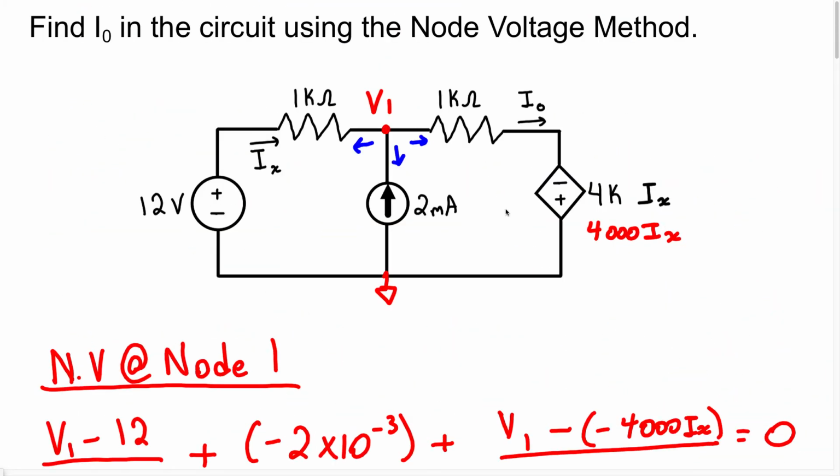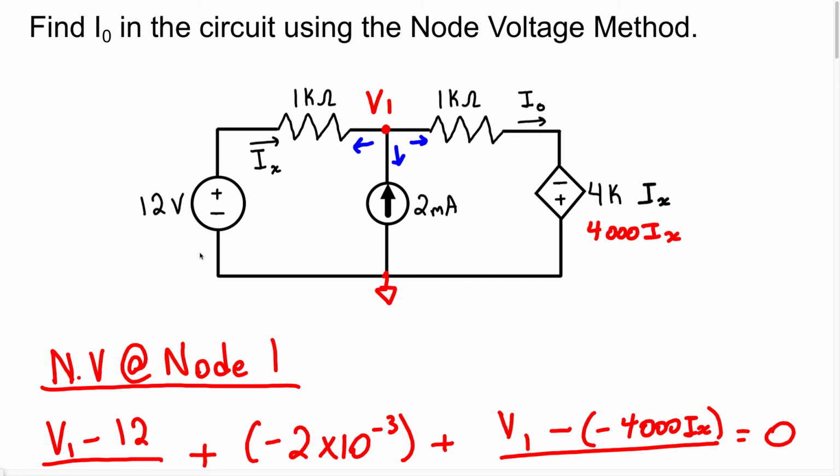Now the question wanted us to find IO in the circuit. So IO is the current flowing through this 1K resistor. We know the voltage at node 1, and we know the current flowing through this 1K resistor. So to find the current IO, we can do a few things. We can either use Ohm's law, because we have a resistor between two voltage sources, right? Because we have a resistor between a node voltage and a voltage source, we can always find the voltage across this resistor, and we can just divide by the value of that resistor to find the current.